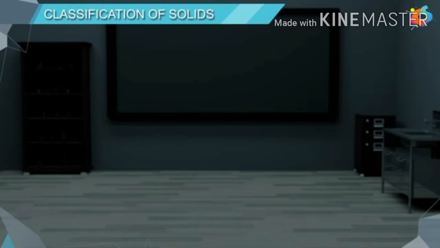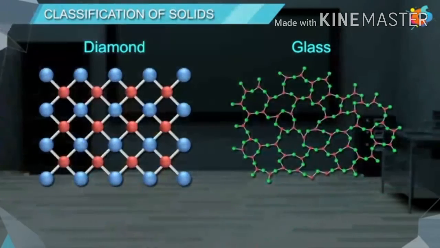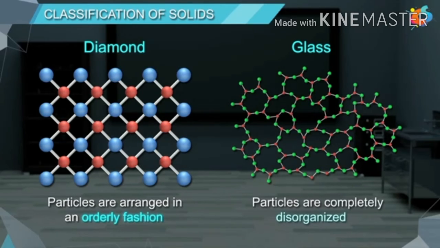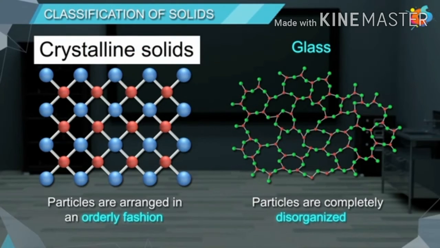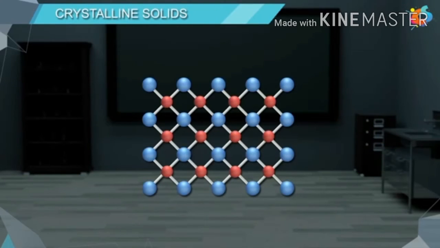Classification of solids. Now, if you look at diamond and glass, we can see that both are solids. But if you look at them at the microscopic level, we can see that there is a difference in the arrangement of constituent particles. In diamond, the particles are arranged in an orderly fashion, whereas in glass, they are completely disorganized. Based on the order of arrangement of constituent particles, solids are mainly classified into two types: crystalline solids and amorphous solids. Let us discuss crystalline solids.